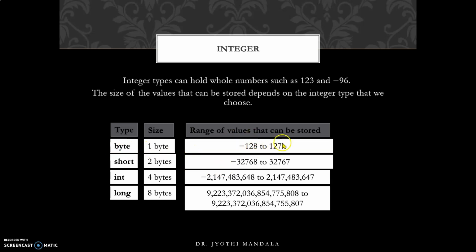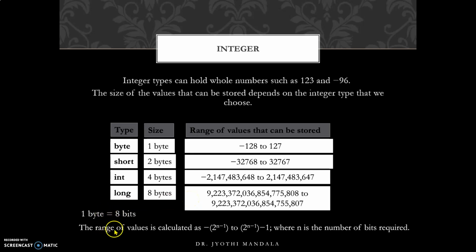Now I'll tell you how this range is specified. Remember, 1 byte is nothing but 8 bits. The range of values is calculated by using this formula: minus 2 power n minus 1 to 2 power n minus 1, minus 1. Now let us talk about this one. What is this n value? N is nothing but the number of bits, 8 bits.